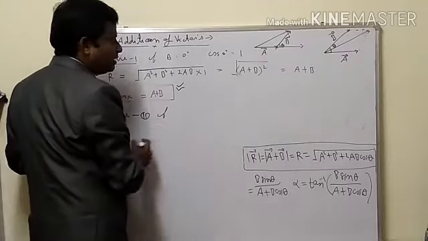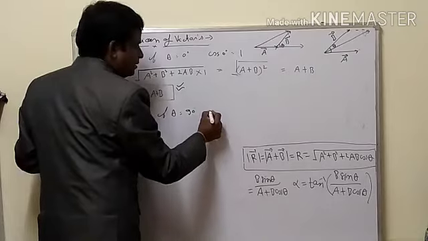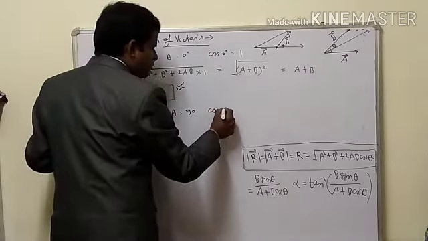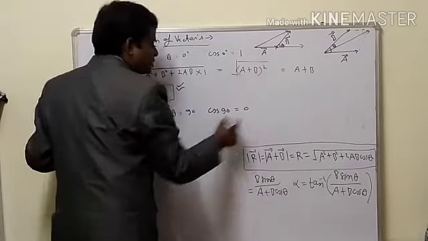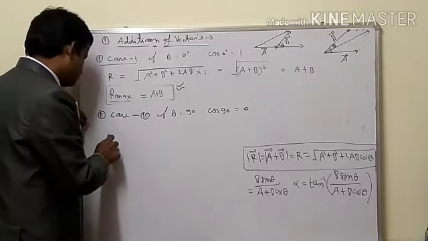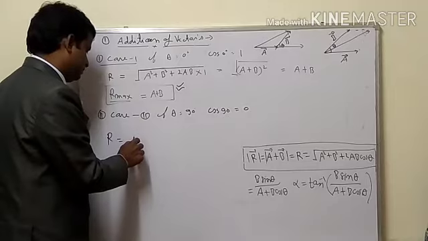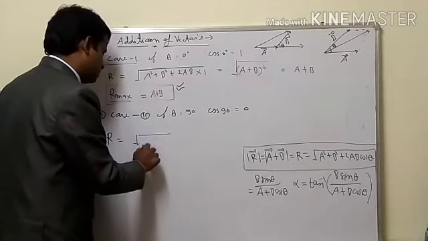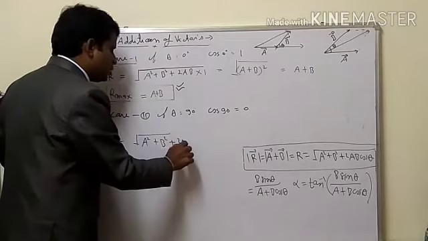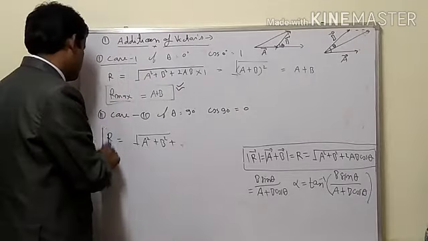I am taking if theta is equal to 90 degree. So what do you mean by 90? It means cos 90 will be what? You know that cos 90 is 0. If cos 90 is 0, then the magnitude of the two vectors will become what? A square plus b square, 2ab into 0 means 0. So the magnitude will become that.